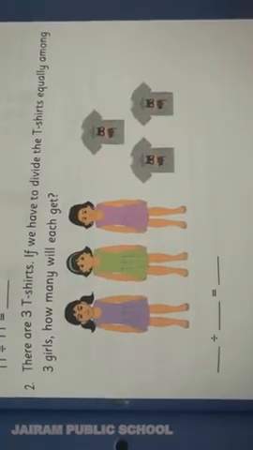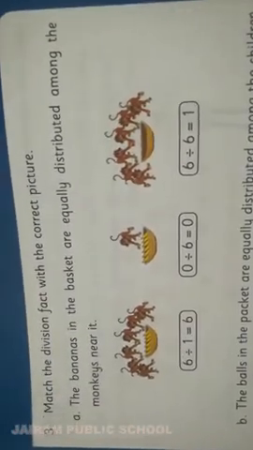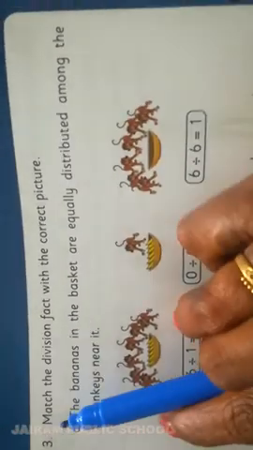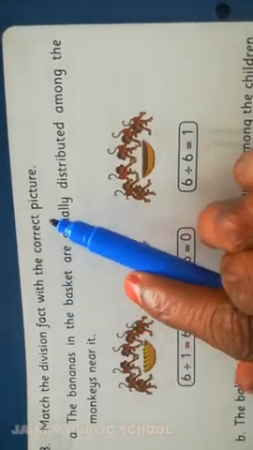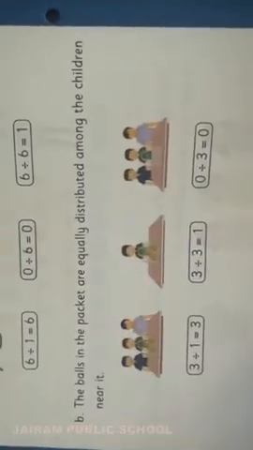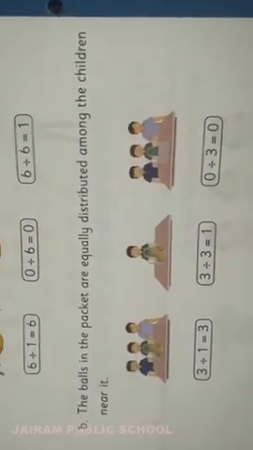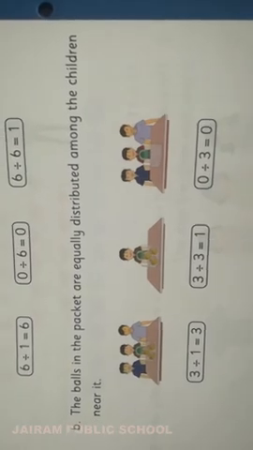Second question. Third question, A option. For that, match the division fact with the correct picture. You have to match the division facts. Now, B option. Complete it and upload it in Chrysalis app, children.